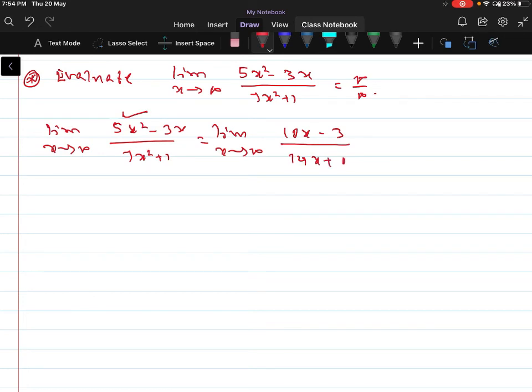So now let us apply the limit as x approaches infinity. Again it is an infinity by infinity form. Again apply the L'Hospital rule. Limit as x approaches infinity, 10x differentiation 10, divided by 14, that is 5 by 7. 5 by 7 is the limit of the given function when x approaches infinity.